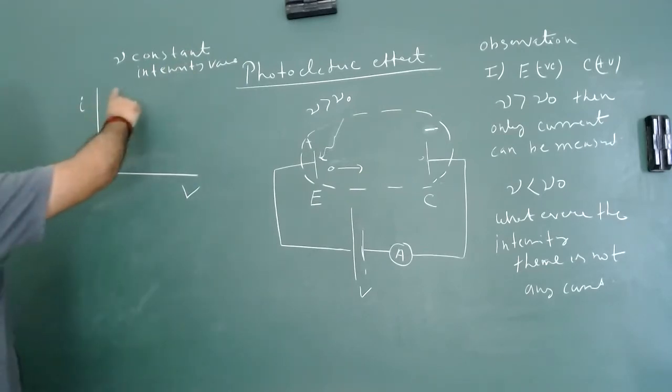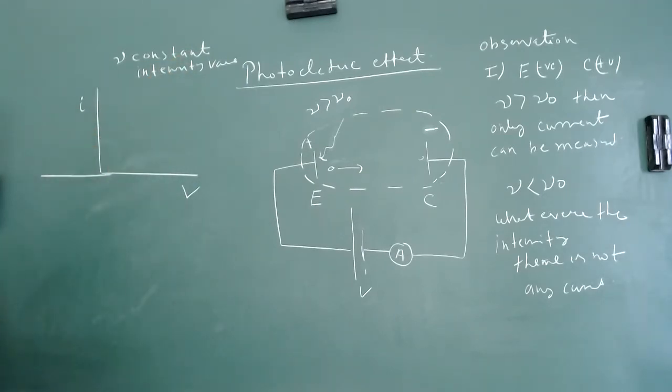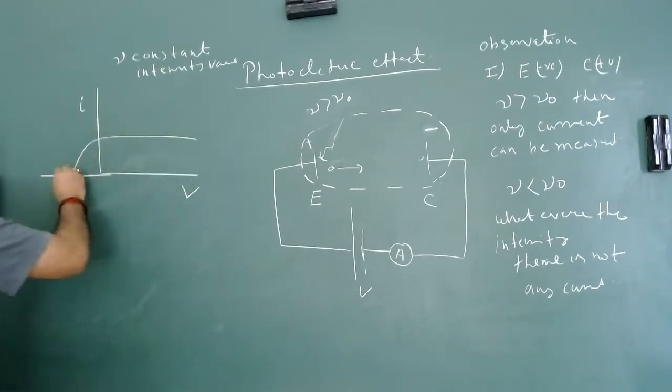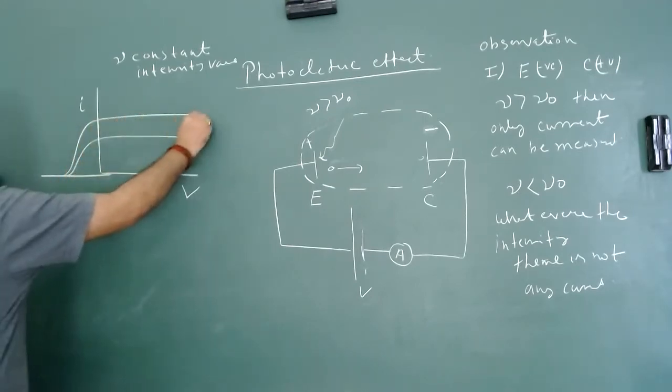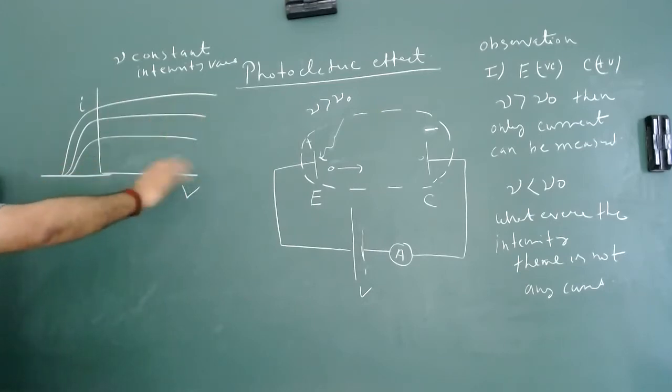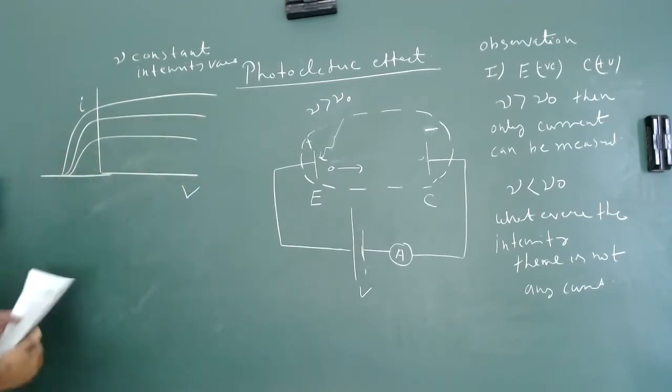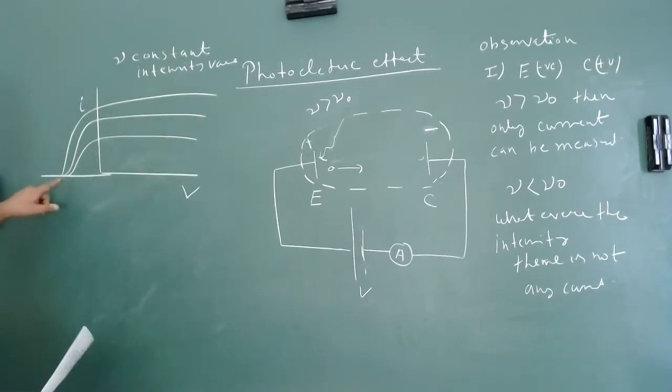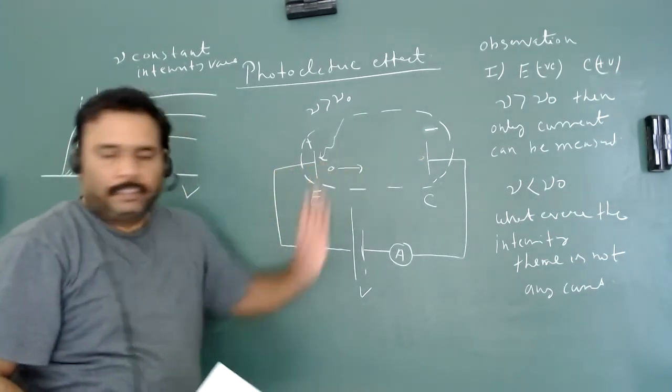So we have just varied the intensity, but kept the frequency constant. What we have seen is this type of curve. This is the saturation current for positive potential, and at some particular potential there is no current at all, meaning no electron will reach there.